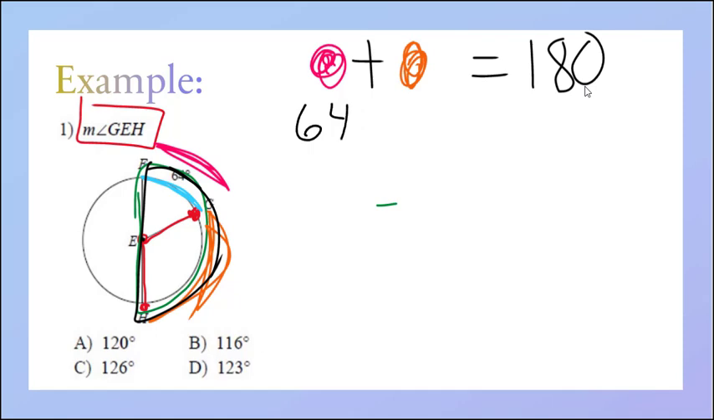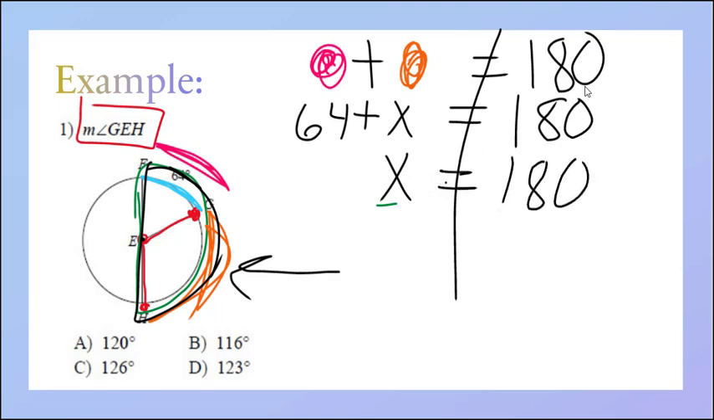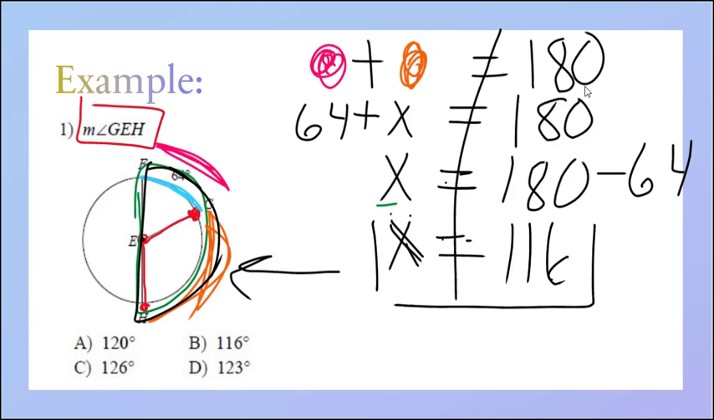So 64 plus this part, I don't know. So you can use a letter, for example, X. Now it's algebra. Is X alone? No. Crosses the line, change the sign. And then you're going to solve it. So 180 minus 64 is 116. So the arc is 116 and the angle is 116. The answer is B.